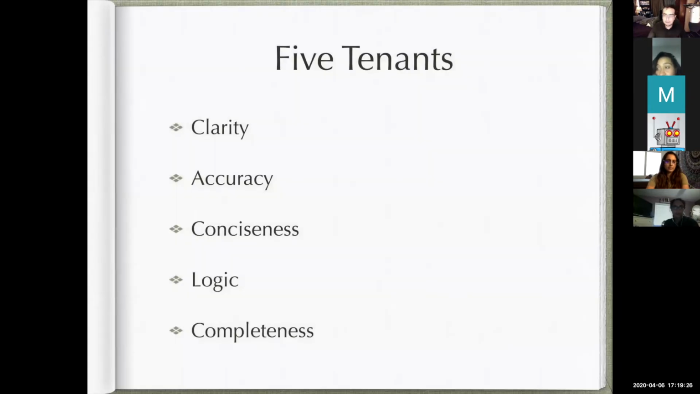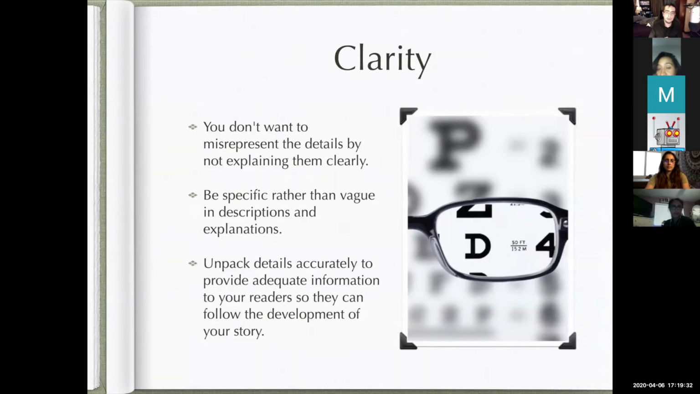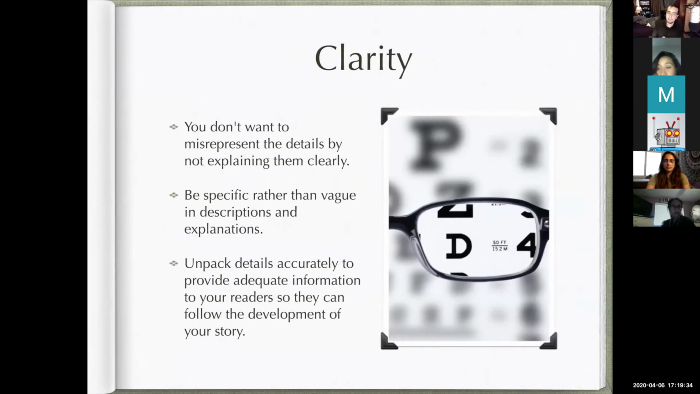And there's 5 tenets we want to think about when we're talking about writing: clarity, accuracy, conciseness, logic, and completeness. Now, when it comes to clarity, you don't want to misrepresent details by not explaining them clearly. You want to be specific rather than vague in descriptions and explanations.